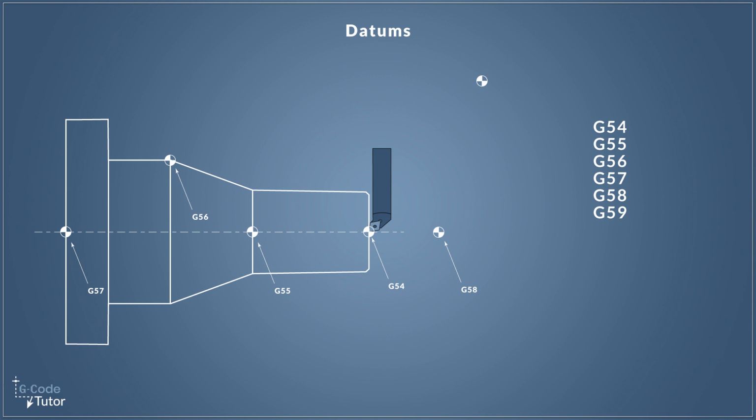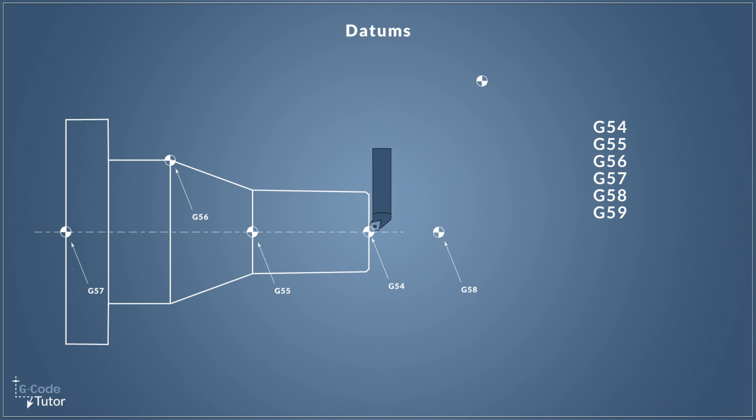So we have a few. We have G54, G55, G56, G57, G58, and G59. So during a single part, we can use all of these different datum positions and do datum shifts around the component. Now with turning, we don't tend to do that many datum shifts, but we do have a lot of datums available to us if we decide to.